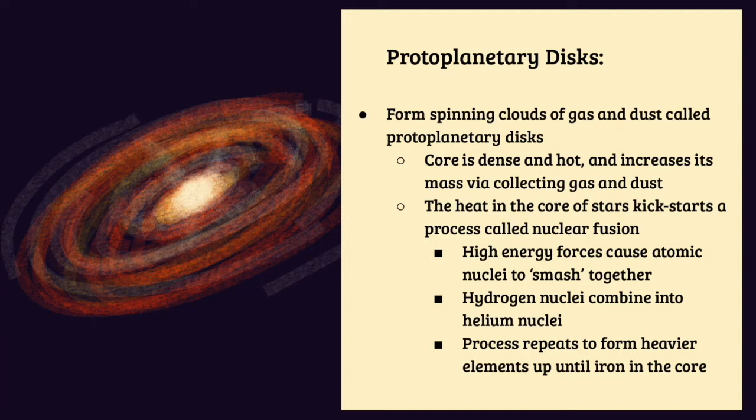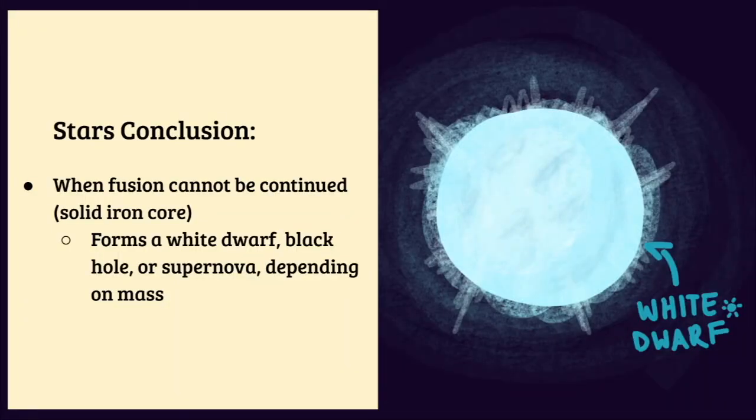During nuclear fusion, atomic nuclei, starting with hydrogen, are smashed together to form helium, then lithium, and the process continues until fusion of iron begins. Once this happens, the star is no longer able to produce enough energy to continue nuclear fusion, blowing itself up from the core out. The star then becomes a white dwarf, black hole, or supernova, depending on its mass.